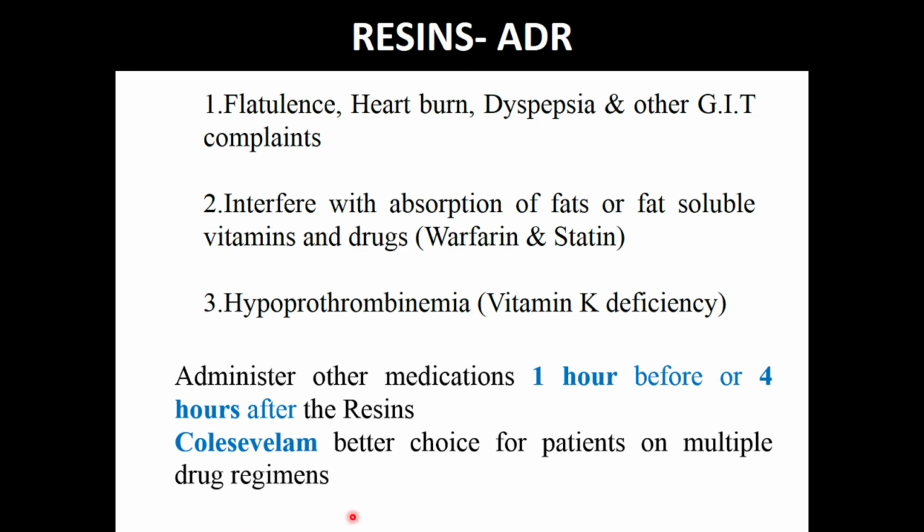To prevent this, other medications like statins and warfarin, and various vitamin supplements, need to be administered at least 1 hour before or 4 hours after the resin administration.